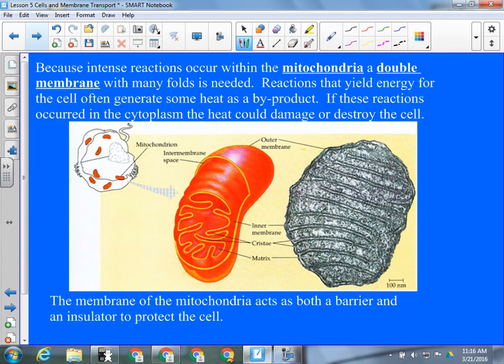Okay, mitochondria. Both plants and animals have these, and they're where cellular respiration occurs, where the breakdown of glucose to release energy happens, and that produces heat. Lots of it. So they have a double membrane that acts kind of like an insulator to the rest of the cell. Because if they didn't have this, the heat from their reactions would overheat the cell and parts of the cell would start to malfunction. Kind of like when you have a fever.